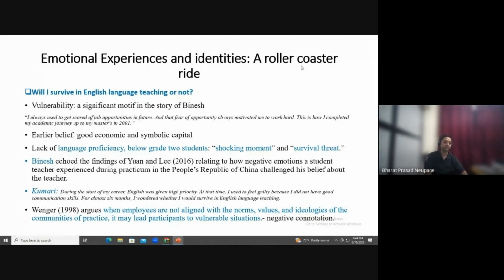He revealed, I always used to get scared of job opportunities in future. And that fear of opportunity always motivated me to work hard. This is how I completed my academic journey up to my master's in 2001.